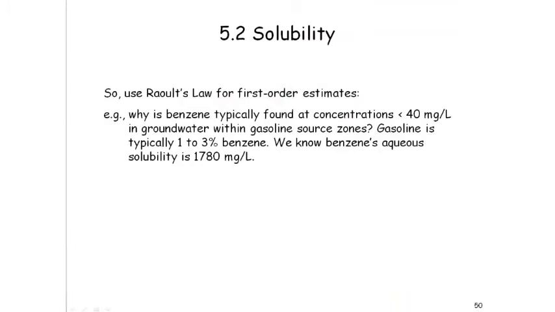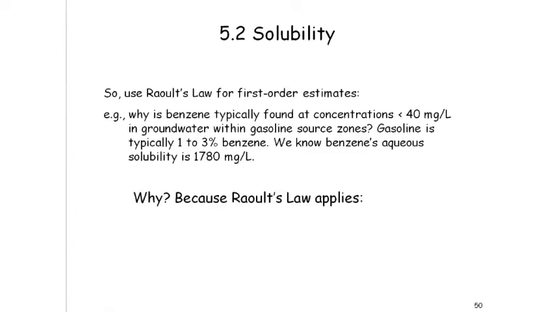Why is benzene typically found at concentrations less than 40 milligrams per liter in groundwater within gasoline source areas? That is, where there are NAPL composed of gasoline. Gasoline is typically 1 to 3% benzene. We know benzene's aqueous solubility is about 1,800 milligrams per liter. So why don't we see groundwater that has 1,800 milligrams per liter of benzene in it?